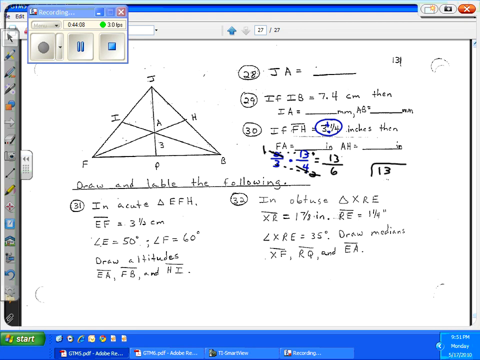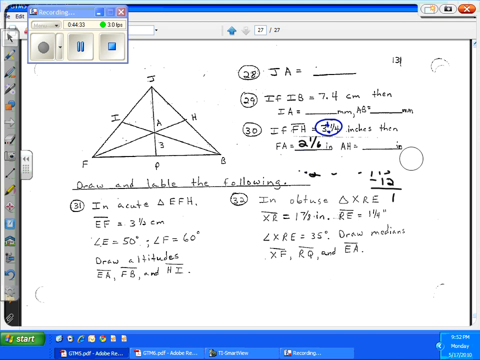We take the numerator 13 divided by the denominator 6. It'll go 2 times. You get 12 with 1 left over. You put your remainder 1 over your divisor 6. And we have 2 1/6 inches for FA. It was 2/3 of the other one.